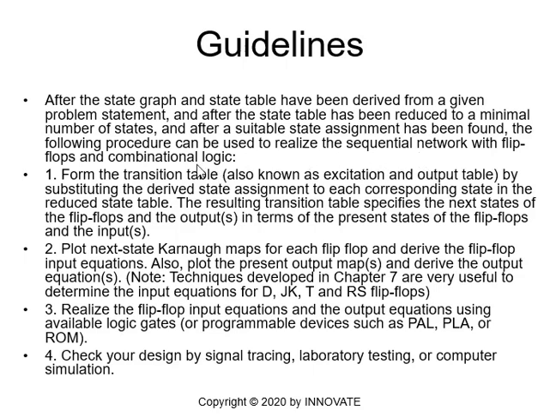The procedure, step number 1: form the transition table, also known as an excitation and output table, by substituting the derived state assignment to each corresponding state in the reduced state table. The resulting transition table specifies the next states of the flip-flops and the outputs in terms of the present states of the flip-flops and the inputs.